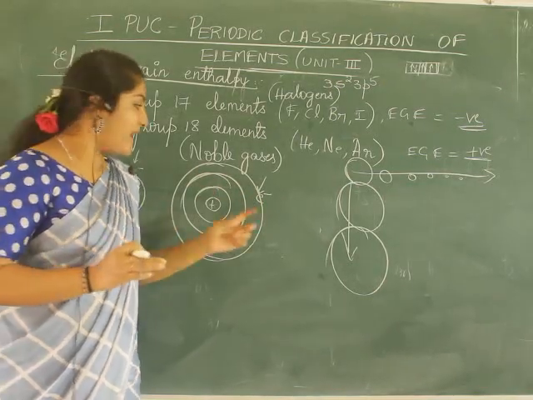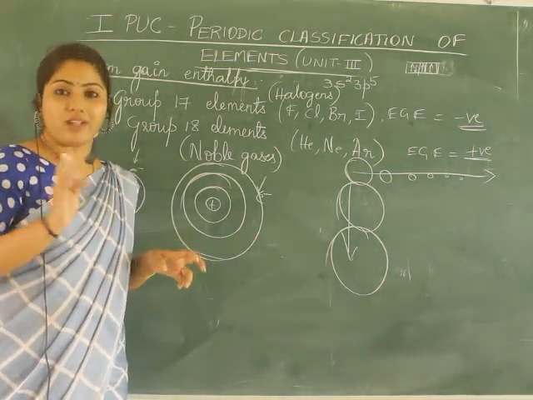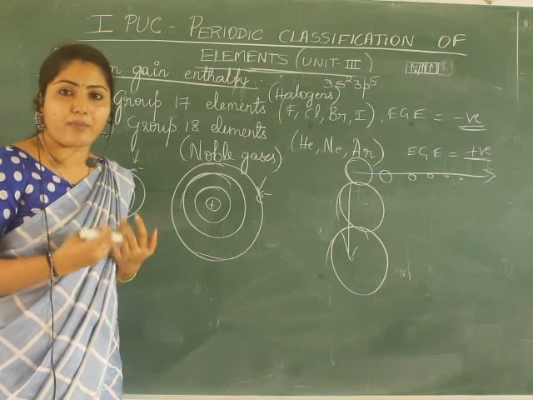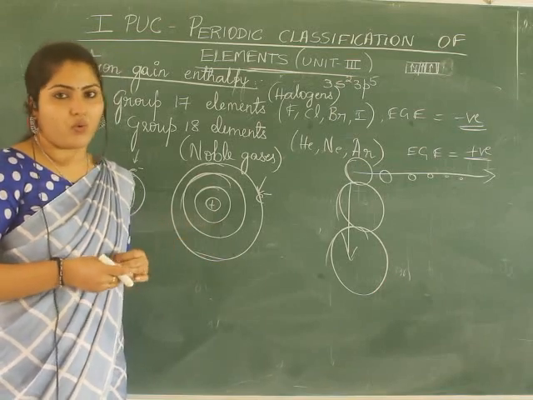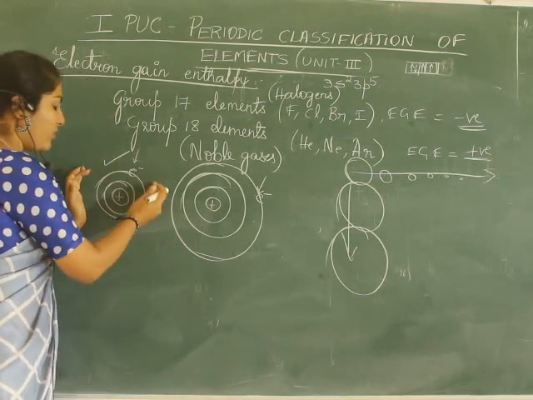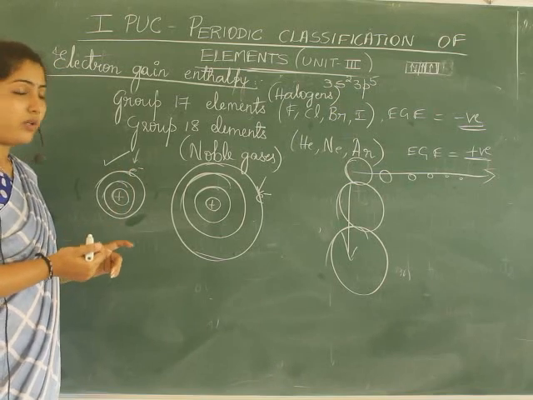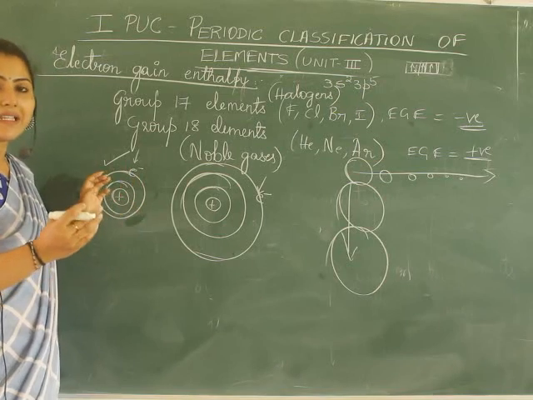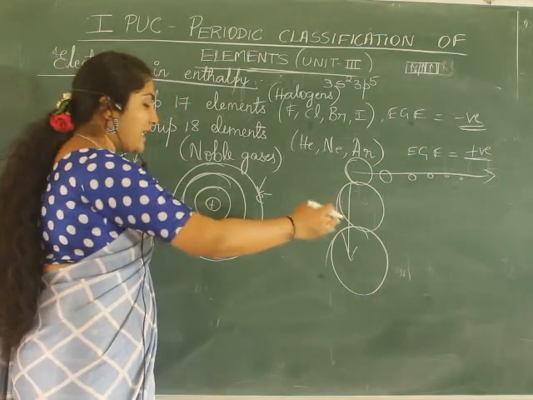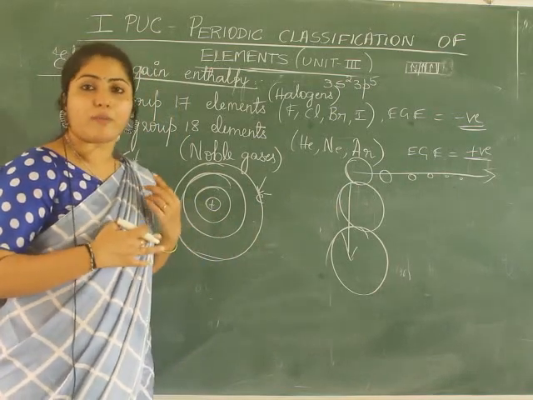Are you getting the point? The electron getting added has to revolve in the orbit. If it has to revolve in the orbit, it should feel the nuclear pull. Otherwise, will it simply come and add? No. So if the size is smaller, it is easy for the electron to come in. So electron gain enthalpy will be more if the size is smaller, whereas electron gain enthalpy will be less if the size is larger, because the electron will not feel the nuclear pull.